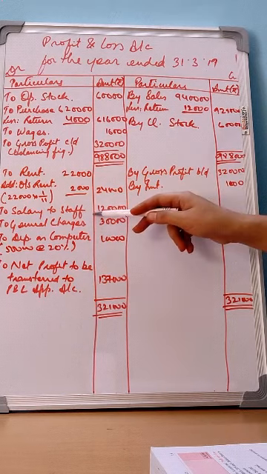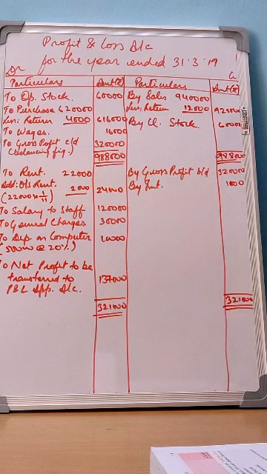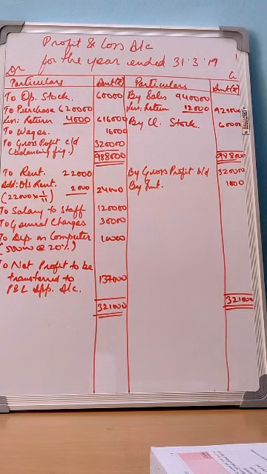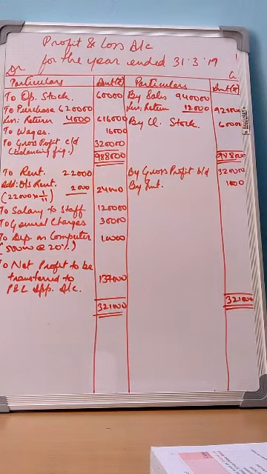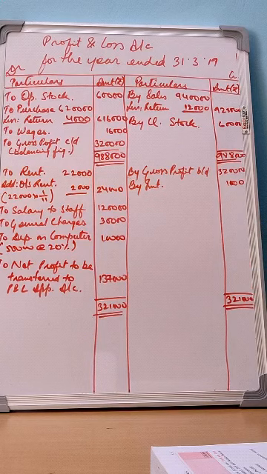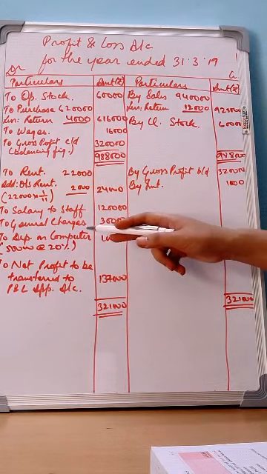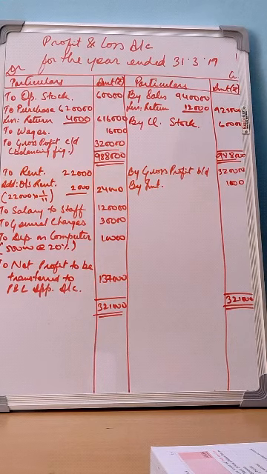Okay. Next is salaries to staff, 1,20,000. Land and building is there. We know land and building is our asset, so it will not come in the profit and loss account. Wages we have already taken in as direct expenses. Then general charges is there, 30,000. Cash at bank is our asset. Drawings will come in the balance sheet.